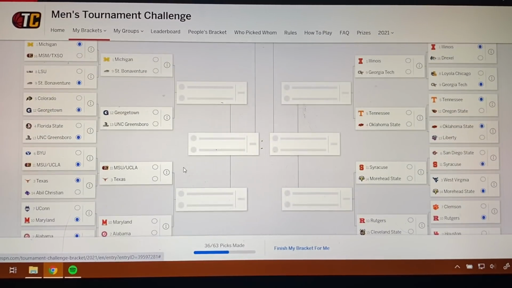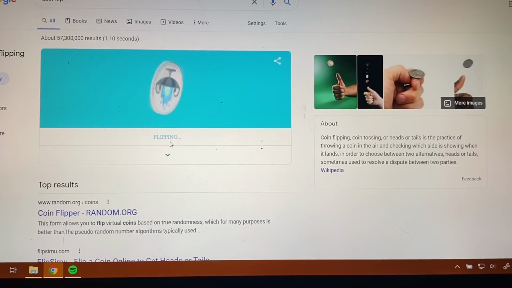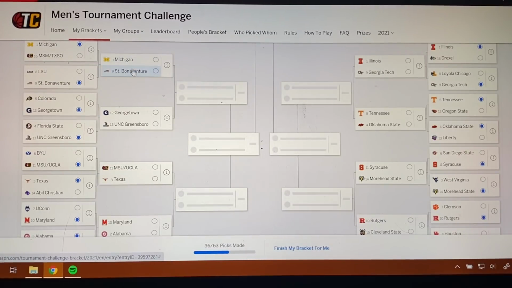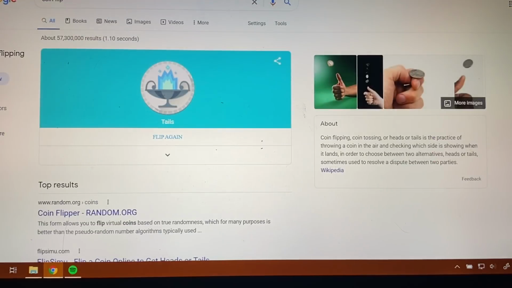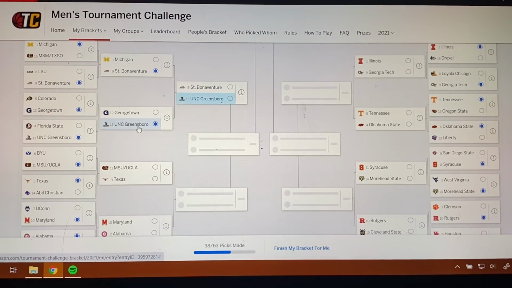So down here, we'll move on. Michigan versus St. Bonaventure. Will we have a 1 seed moving on to the Sweet 16? We will not. We have St. Bonaventure, the 9 seed, advancing here. So then Georgetown and UNC Greensboro. This one is guaranteed to have a double-digit seed in the Sweet 16. We have UNC Greensboro, the 13 seed, 2 13 seeds here in the Sweet 16 so far.